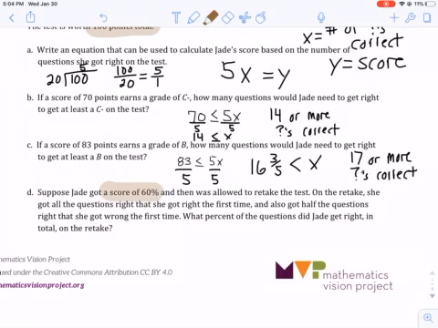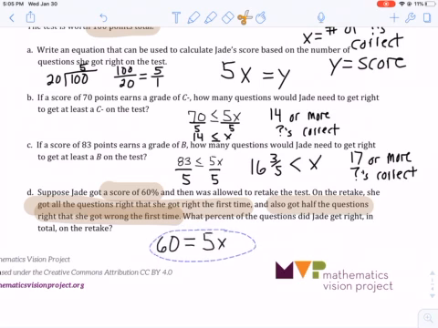Got a score of 60, and on the retake she got all the questions right she got right the first time, and also half the questions right she got wrong the first time. So we want to figure out what percent she got right in total on the retake. Okay, so we know that she got 60% equaled 5x. That's what she ended up getting the first time. Now we also know, we don't know what she got right on the second retake.